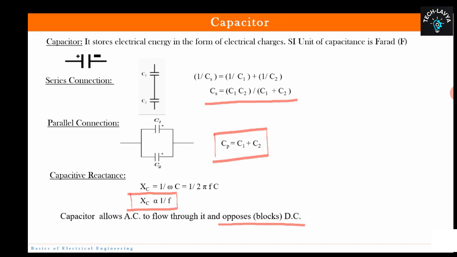But for AC, in household supply, the frequency is 50 Hertz, but it can go to any value depending on the application. It can go to megahertz, gigahertz, terahertz, right? So whatever is the frequency, the capacitive reactance will be inversely proportional to frequency. Fine. So it means that it allows AC, but it blocks DC.